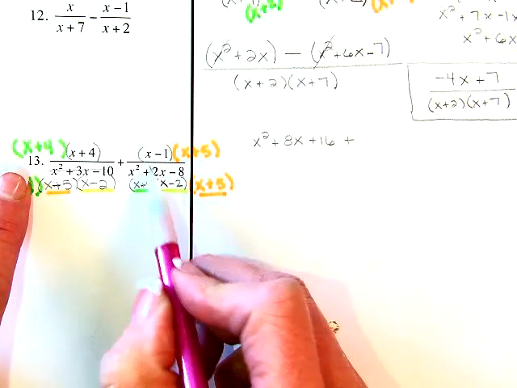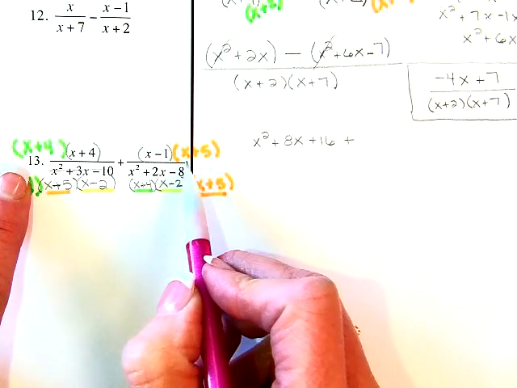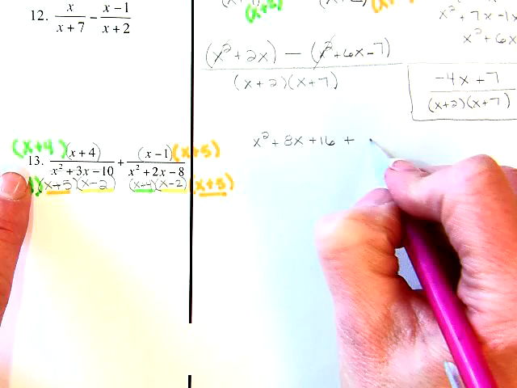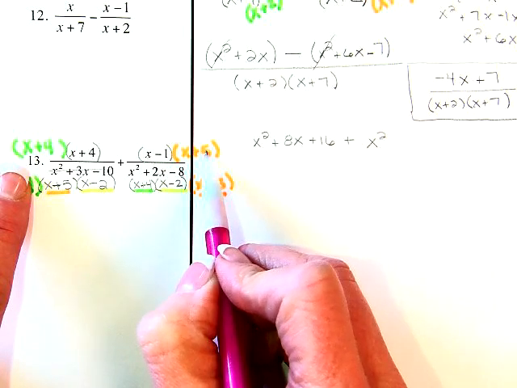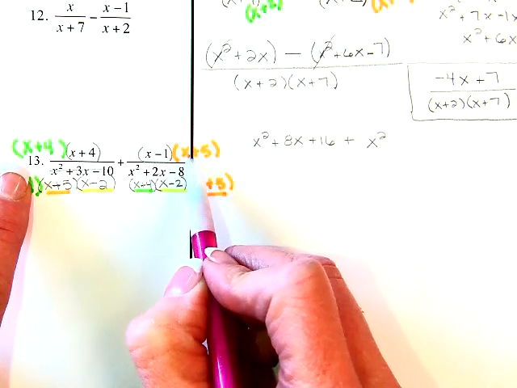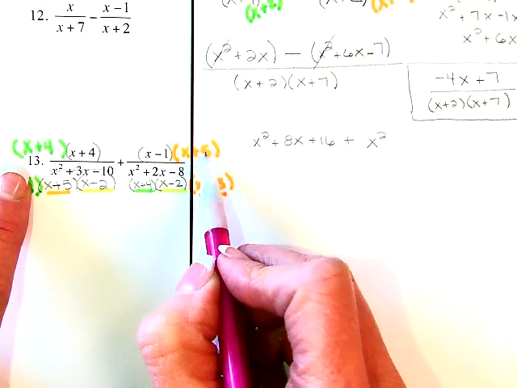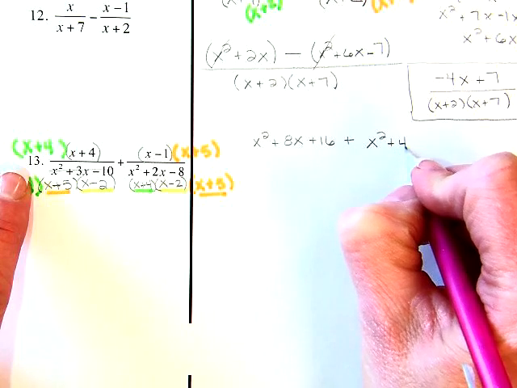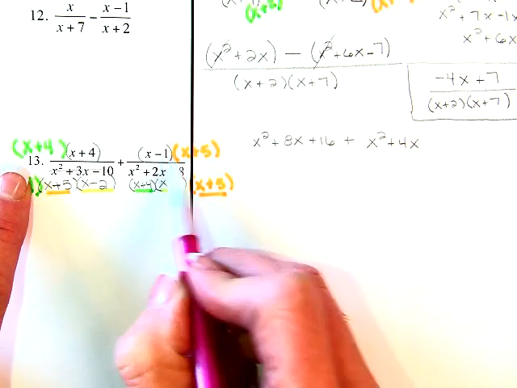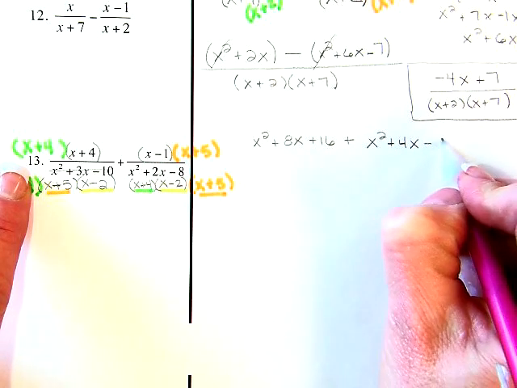Now I need to distribute here. X times x is x squared. This outside product is 5x, and the inside product is minus 1x, which is a 5x minus 1x is a 4x. So this is going to be a plus 4x. And then last times last is a minus 5.